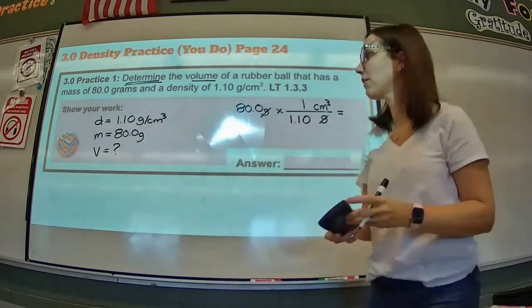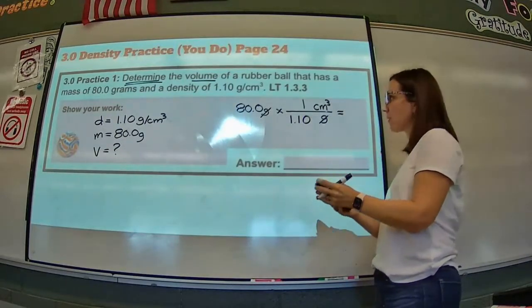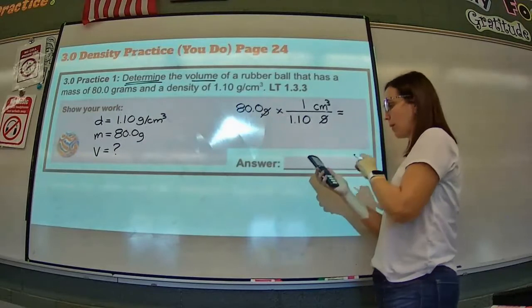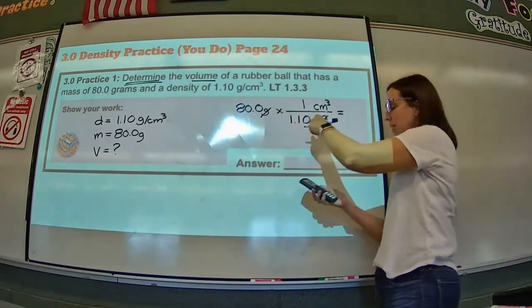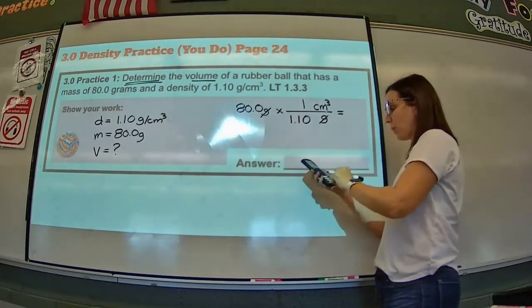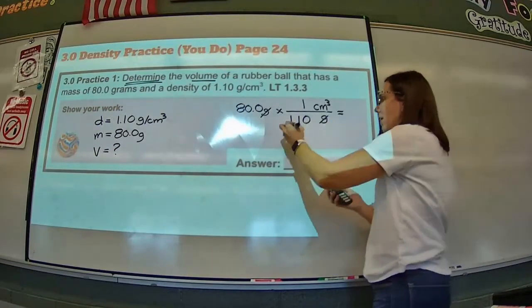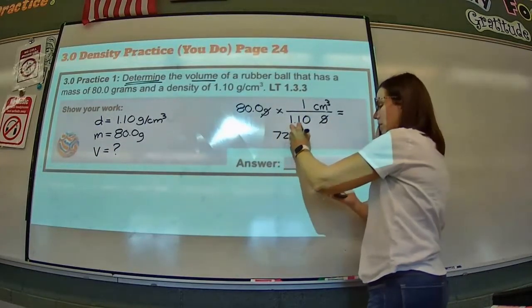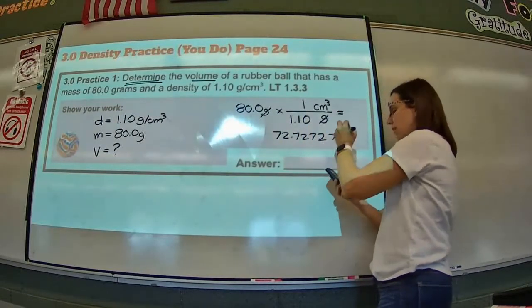So here's how we put it in the calculator. I know that we had some struggles with that a little bit. So we type 80, and then we put times, and then we type 1, and this line means divided by. So we do divided by, and then we put 1.1, and we hit enter. And when we do, we're going to get 72.7272, repeating over and over again.